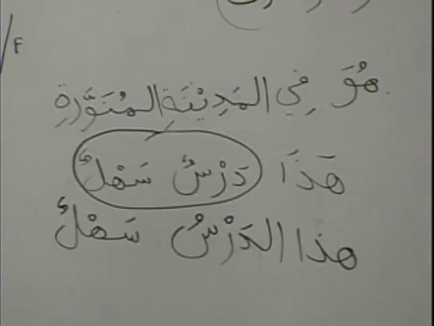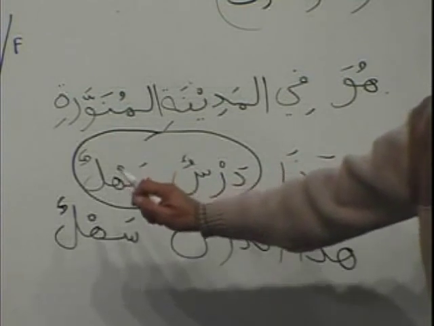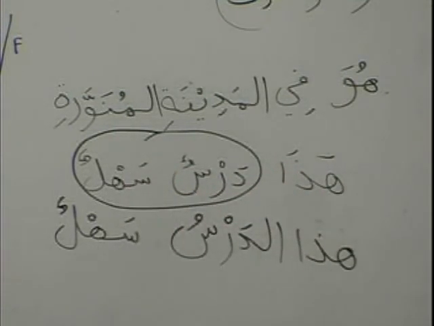Got the idea? Yes, Sister Aisha? Say it loudly, sister. Yes, you are right, absolutely. Here, sahlun came as a naat. And in this sentence, sahlun came as a khabar. You have to look at the sentence like Sherlock Holmes, with a magnifying glass. And then you will figure out what's going on.